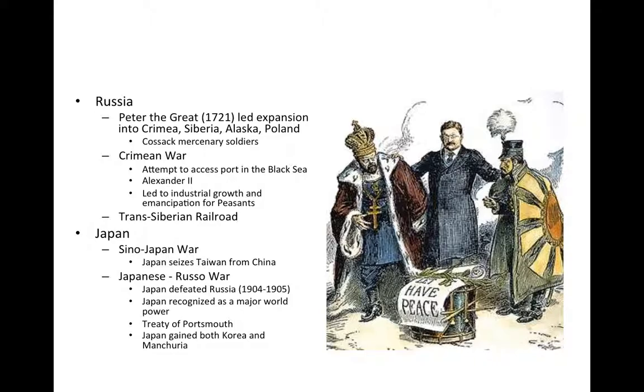Stalin used Siberia for gulags and prison camps. Alaska, the Russians actually had some colonial outposts in Alaska, and Poland in Eastern Europe. He paid mercenary soldiers known as Cossacks, right, to kind of fight for him. The Crimean War was an attempt to access ports in the Black Sea. It was a terrible loss for the Russians, and that led to changes. The end of the peasant system, because Alexander felt that the peasants were not strong fighters.